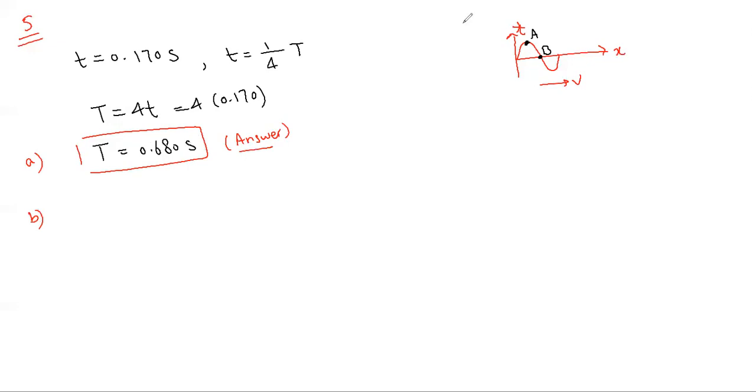And in part B, we have to find the frequency. Frequency is just 1 over T. So this is 1 over 0.680, and the frequency will become 1.47 hertz.